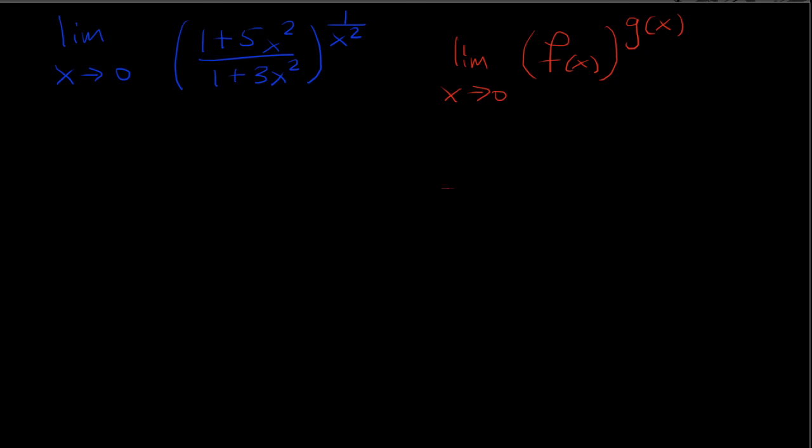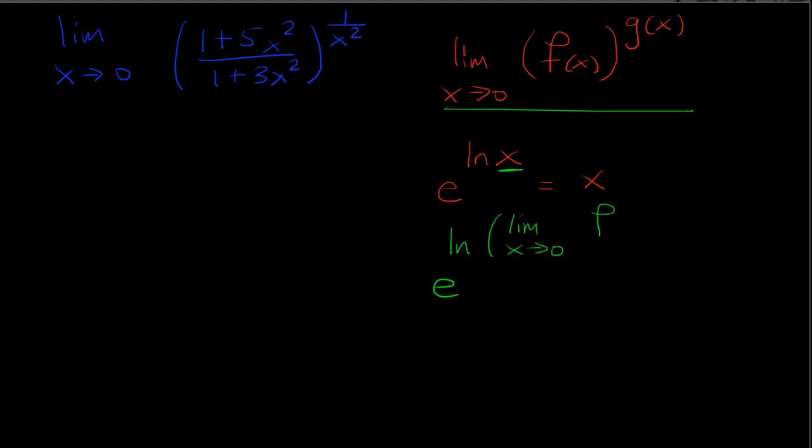of f of x raised to the g of x, so if we're given this thing, then I can raise everything to the e. Okay, first, e to the natural log x is equal to x. So let's start with that. I'm going to replace x with this whole limit. Okay. So that's going to be e to the ln of the limit as x approaches 0 of f of x raised to the g of x power.